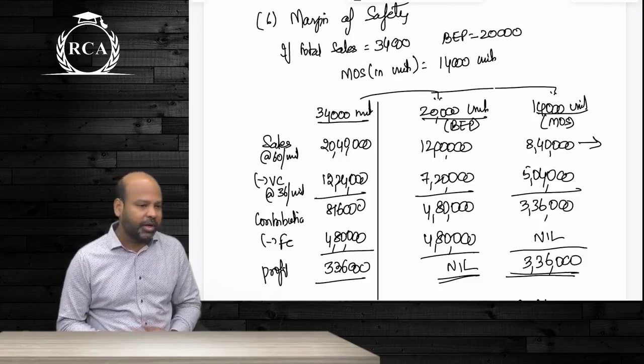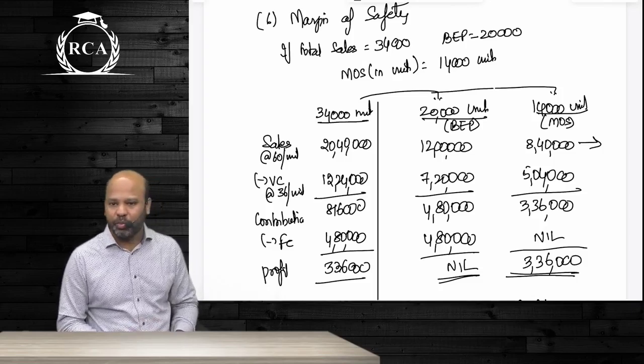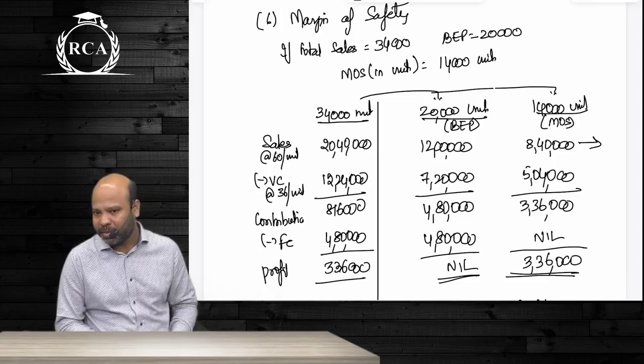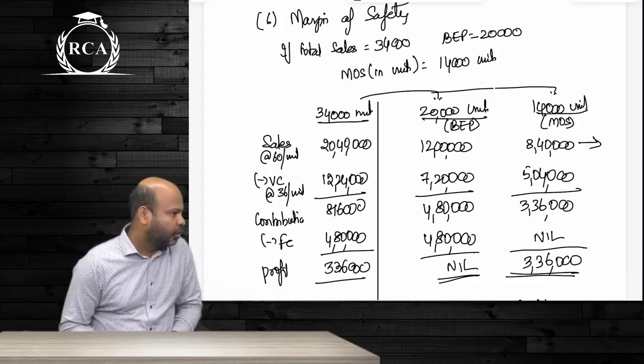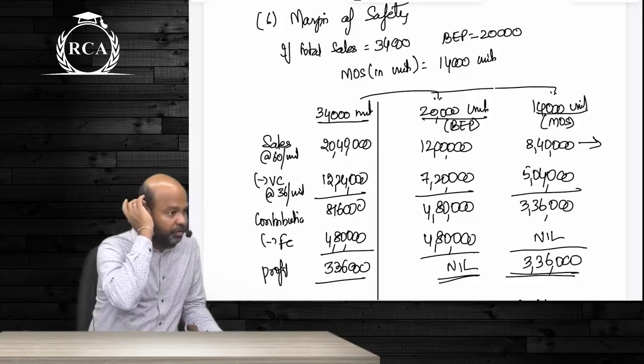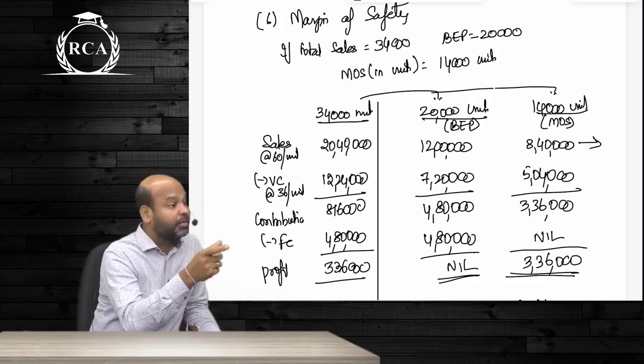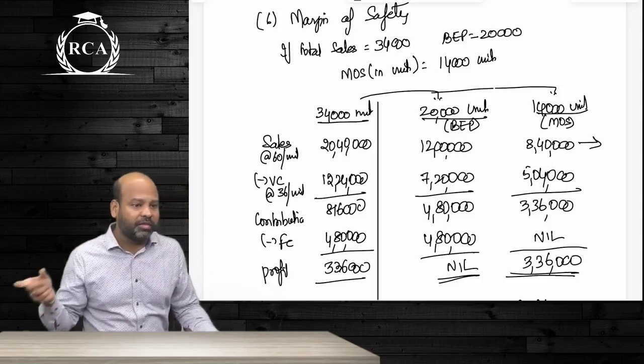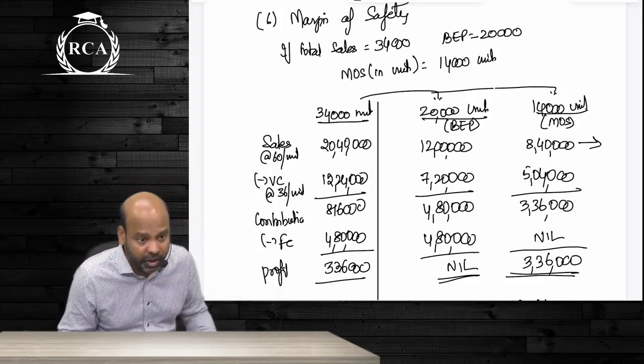Therefore, guys, you will write margin of safety in rupees into PV ratio as your profit, or you will write margin of safety in units multiplied by contribution per unit as your profit. You can either write it in rupees or you can write it in units. Remember, we have used it in a lot of questions, guys, to determine your PV ratio. PV ratio would be missing, but then they will give us margin of safety and then they will give us profit.